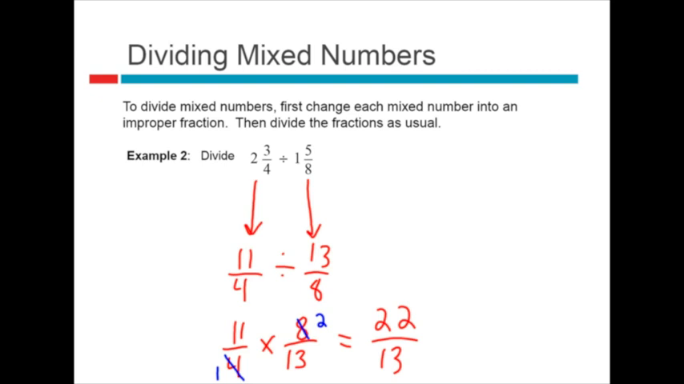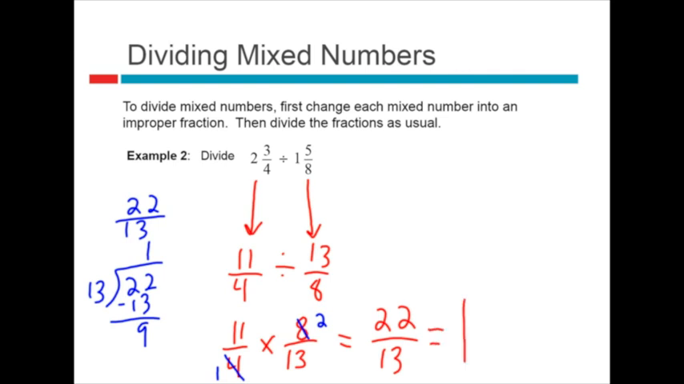22/13. But you'll see that that is an improper fraction, and our problem was given to us as mixed numbers. So I think it's a good idea to change that back to a mixed number. So 22/13. In order to change this, we need to do 22 divided by 13. 13 goes into 22 1 time, and we're left with 9 left over. So the final answer would be 1 9/13.